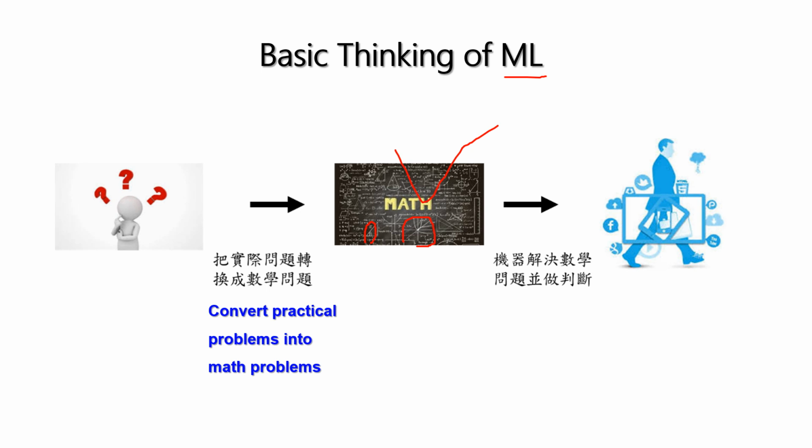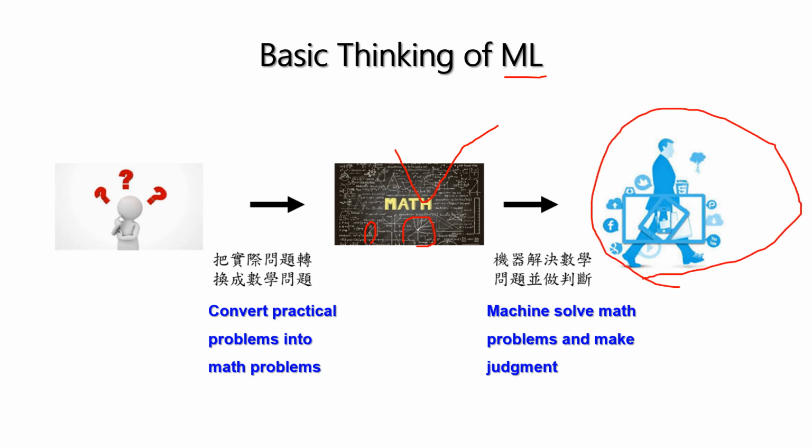So right now a lot of students in high school don't like math, and directly give up, right? But in machine learning, math is very important, especially when we mention the algorithm, okay? And the machine solves the math problems and makes a judgment. So the decision model is right here, okay? So this is the basic thinking of machine learning.